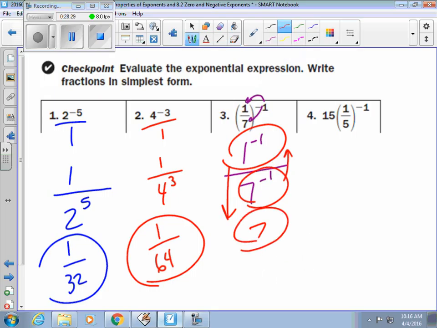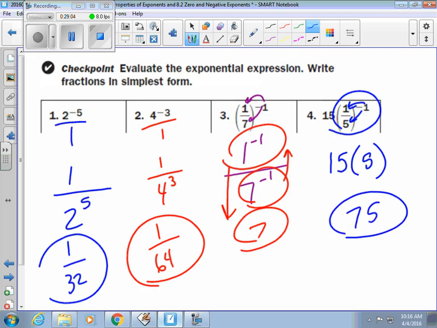Number 4 says 15 times 1/5 to the negative 1 power. Again, you do exponents. Please excuse my dear Aunt Sally. So before you do the multiplication and division step, you must do the exponent step. That means we have to take care of this first. It's raised to the negative 1. That means this is going down, this is going up. So it becomes 15 times 5, because it's 5 to the first power over 1 to the first power. 5 times 5 is 25. 5 times 15 is 75 for that.